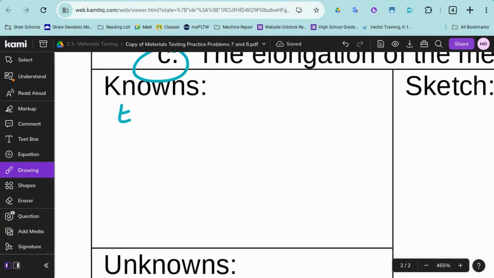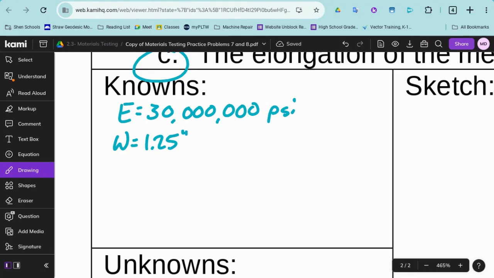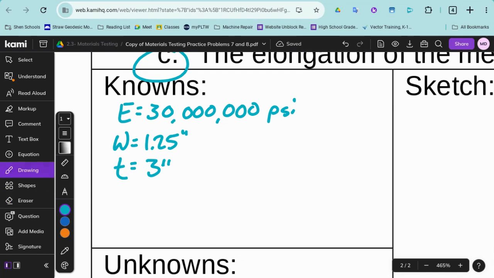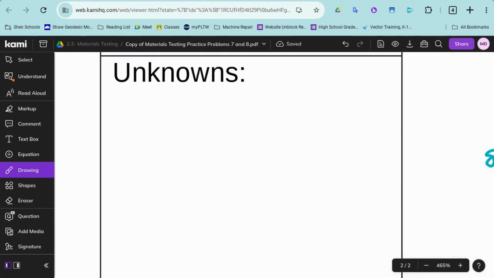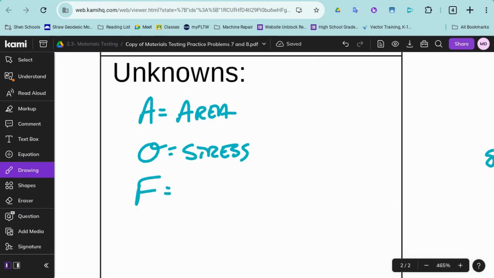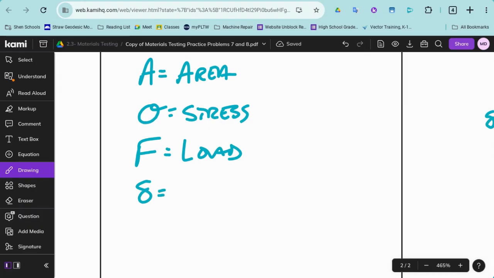So let's look at what we know. We know our modulus of elasticity, 30 million psi. We know our width, 1¼ of an inch. We know our thickness, 3 inches. We know our length to be 20 feet, and I'll just get that into inches now. And we know our strain to be 0.0012 inches per inch. Now, things we don't know. We don't know our cross-sectional area, but that'll be quick to figure out. We don't know our stress. We don't know the tension force. And we don't know our elongation.